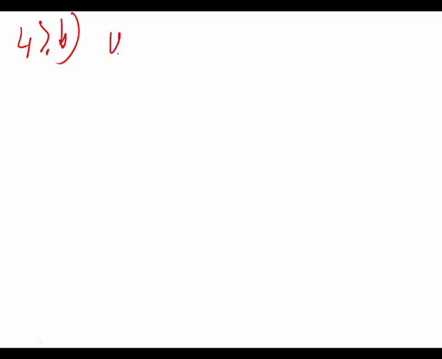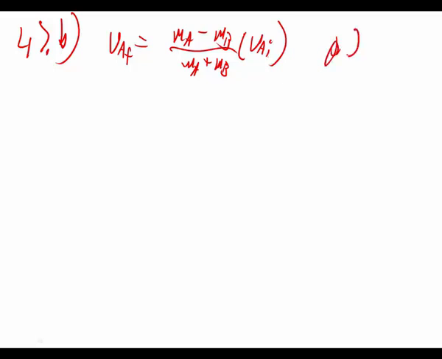VA final is equal to M of A minus M of B over M of A plus M of B times the velocity of A initial. Okay? And that's on page 252, equation 8.24.